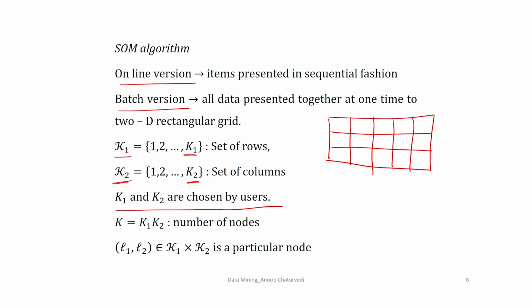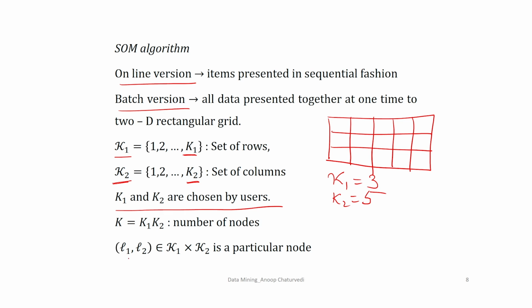Then how many rows are there? 3. So, K1 is equal to 3 and number of columns is 5. And total number of nodes is 15, 3 into 5.